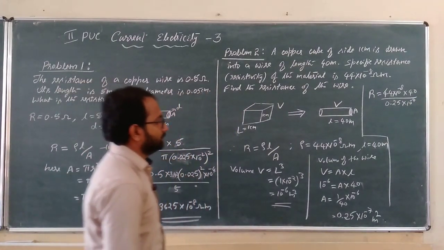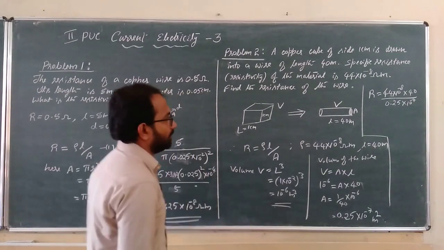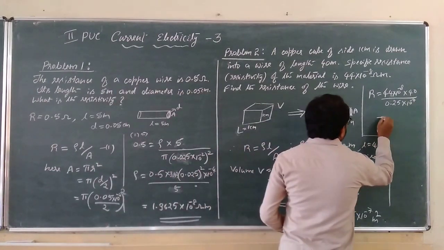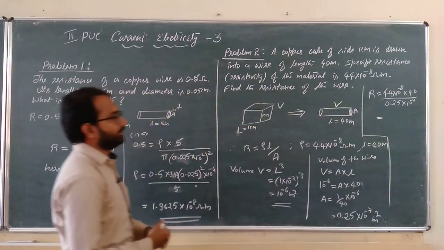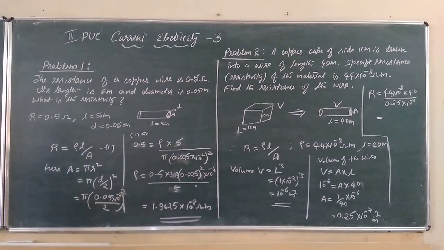Okay, right. So how much? What is the answer? Just calculate. Okay, 44 into 40 divided by 0.25.